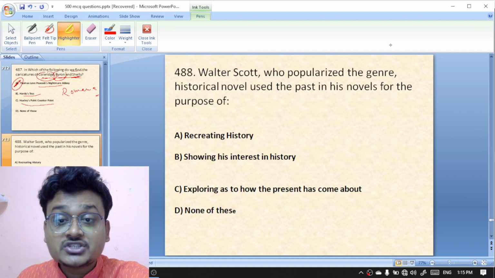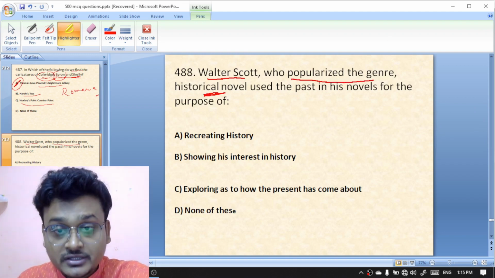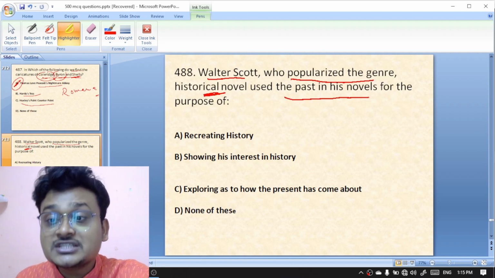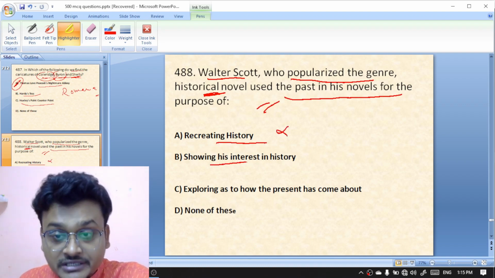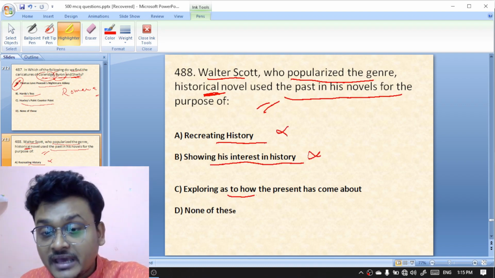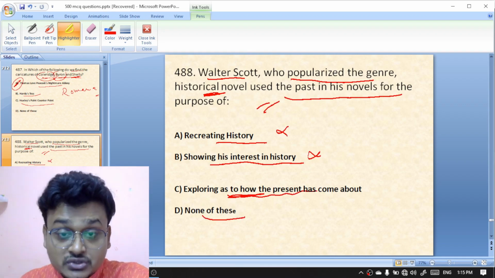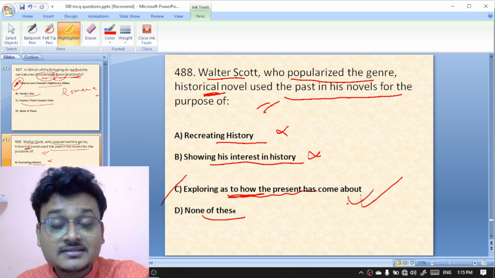Next question: Walter Scott, who popularized the genre of the historical novel, used the past in his novels for which purpose? Recreating history? No. Showing his interest in history? No. Exploring how the present has come about. So C is the right answer over here.